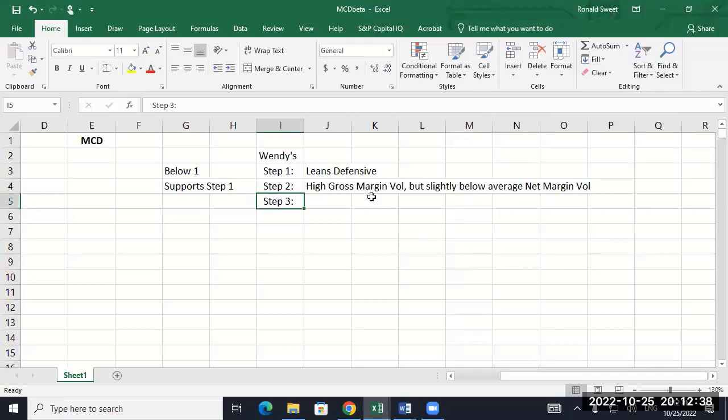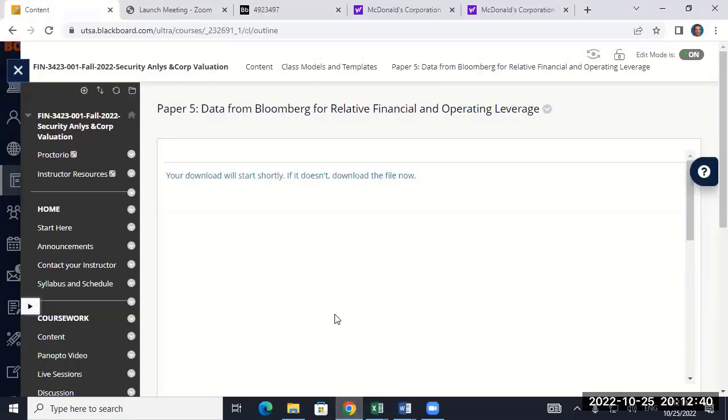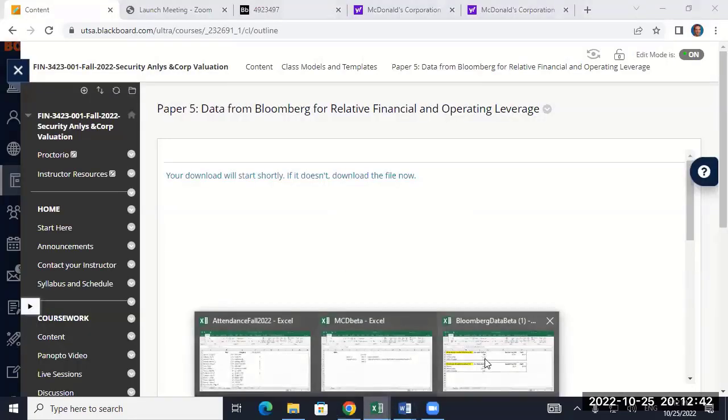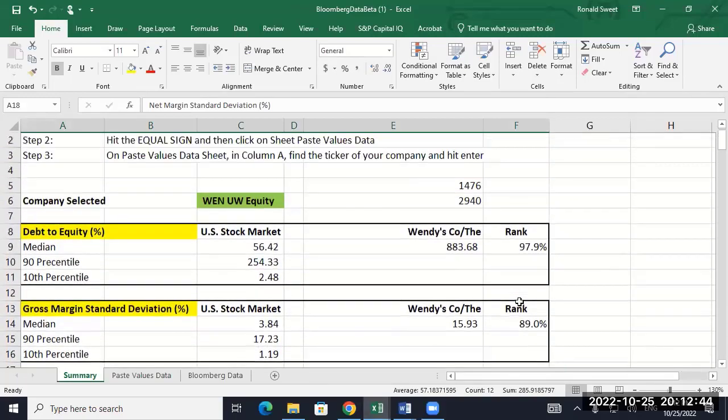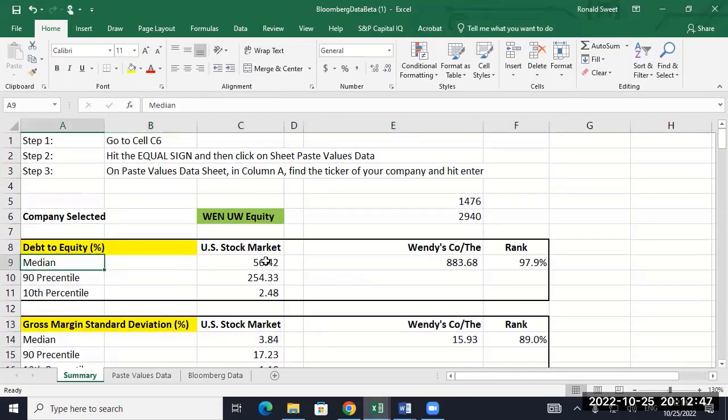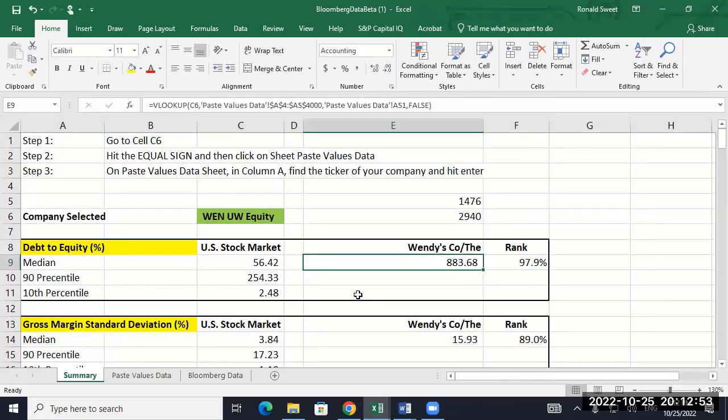But then we come to the crazy part, because we know this industry is just absolutely buying its stock back. So then we get the debt to equity. The typical stock's debt to equity is 56%. Wendy's is 883.68%. Does that sound high or low or average to you? Sounds a little high, doesn't it? Is it because they're borrowing a lot of money? Probably not. It's because they're probably buying all their stock back.